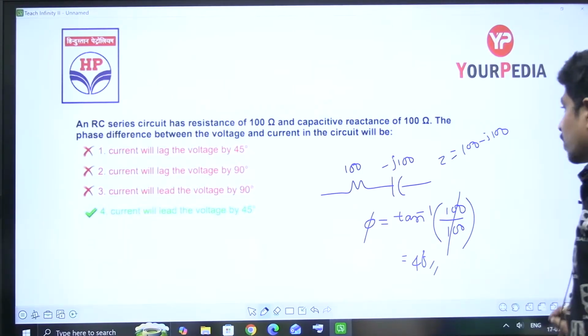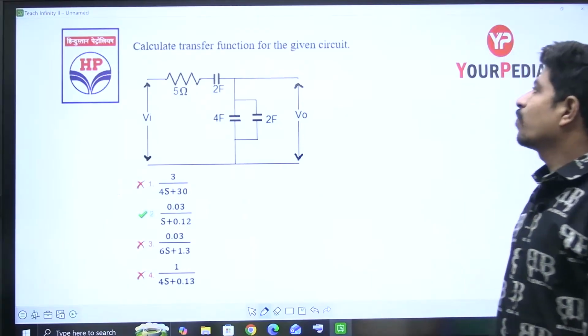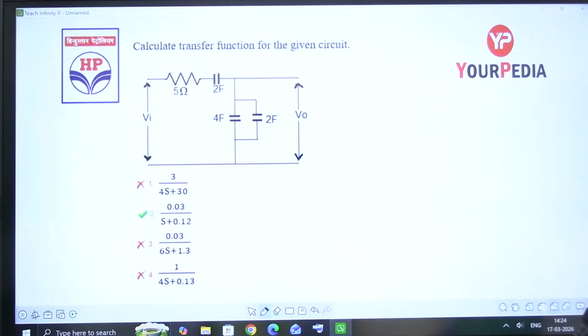Yes or not? Yes. Next. Calculate the transfer function for the given circuit. He's asking for the transfer function.